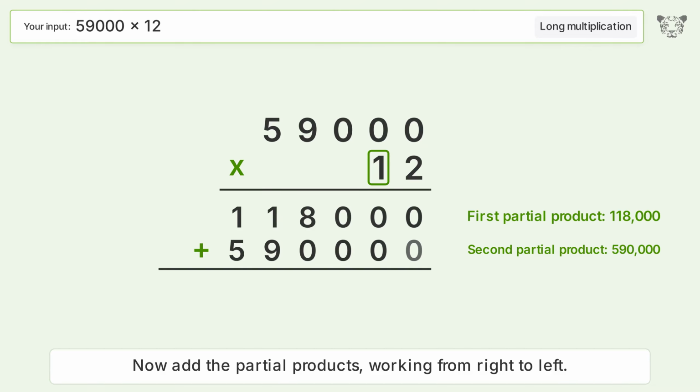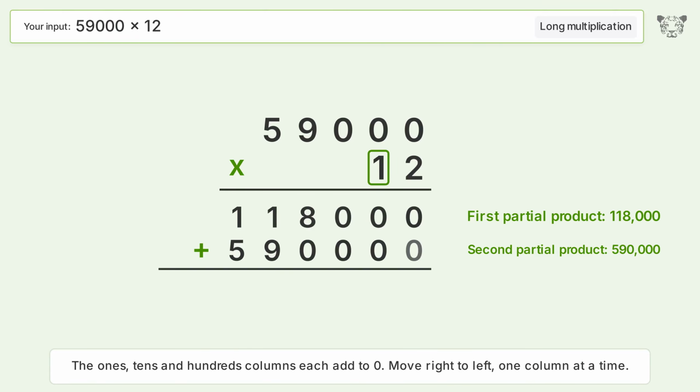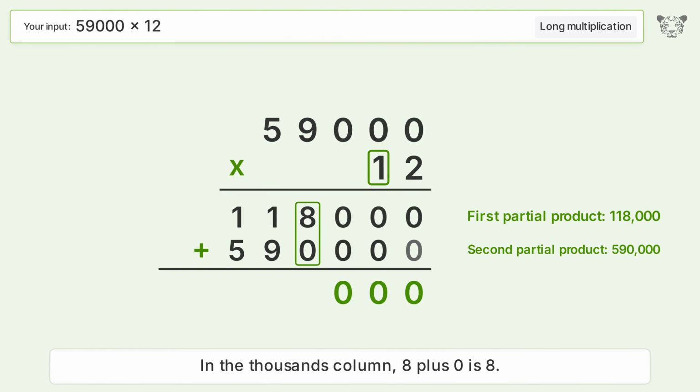Now add the partial products, working from right to left. The ones, tens, and hundreds columns each add to 0. Move right to left, one column at a time. In the thousands column, 8 plus 0 is 8.